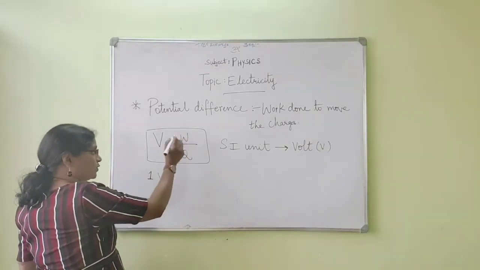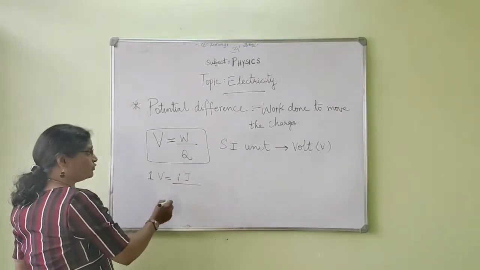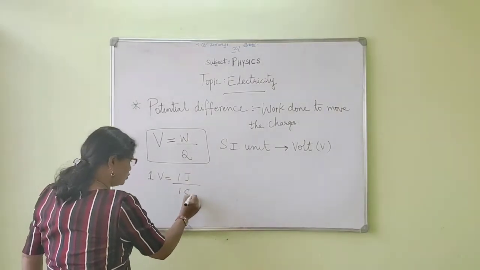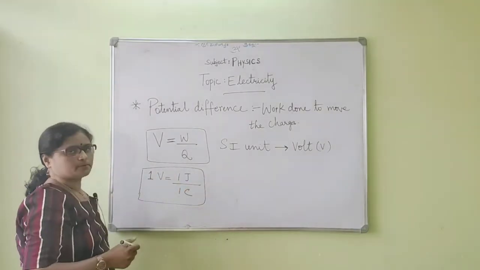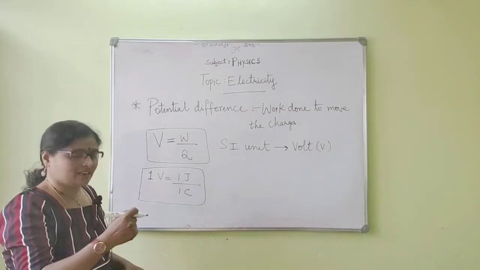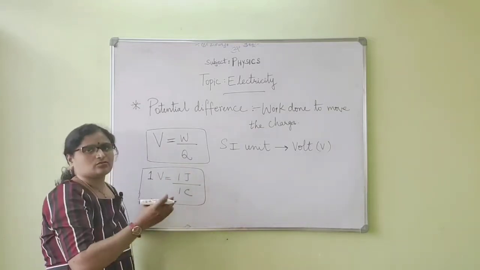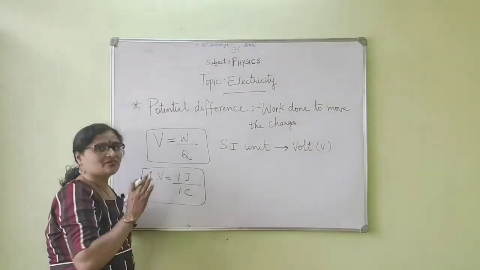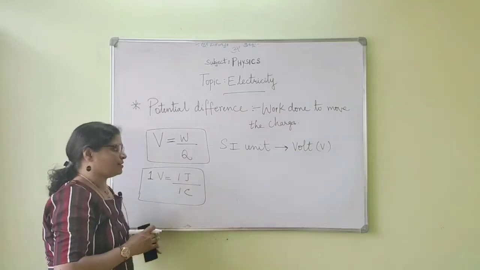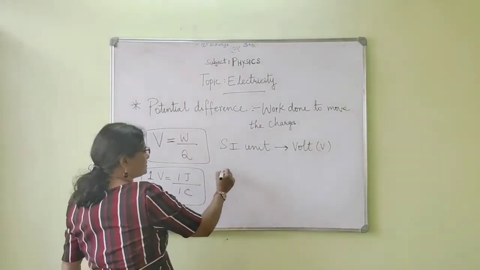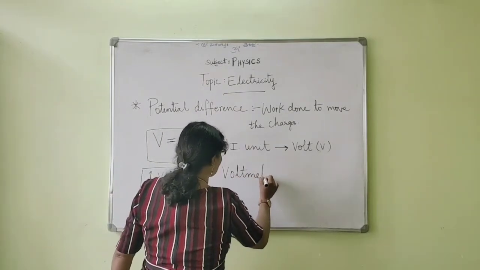So when the work done is 1 joule on the moving charges 1 coulomb, then the potential difference is said to be 1 volt. So I repeat, when 1 joule of work is done on 1 coulomb of the charges, then the potential difference is said to be 1 volt. So easily you can remember through this formula. And the potential difference is measured using a device called as voltmeter.